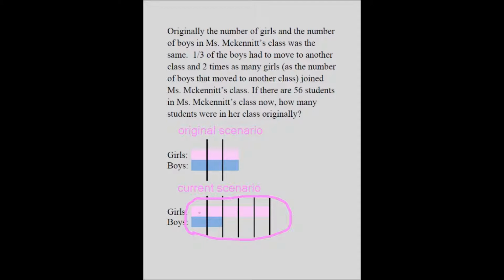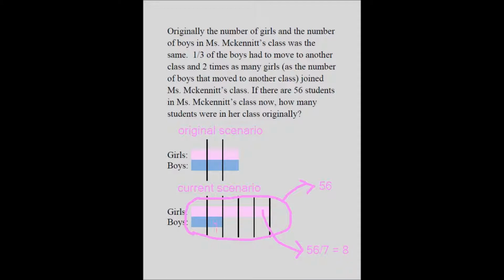So I have 1, 2, 3, 4, 5, 6, 7. I have 7 rectangles representing 56 students. So each rectangle must represent 56 divided by 7, which is equal to 8 students.